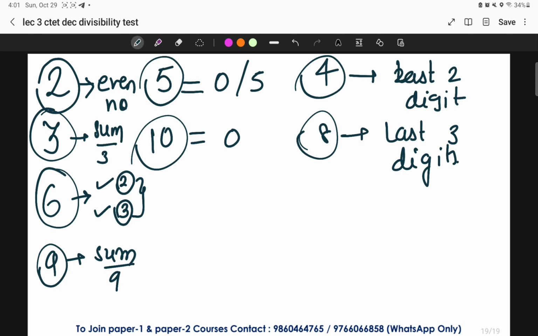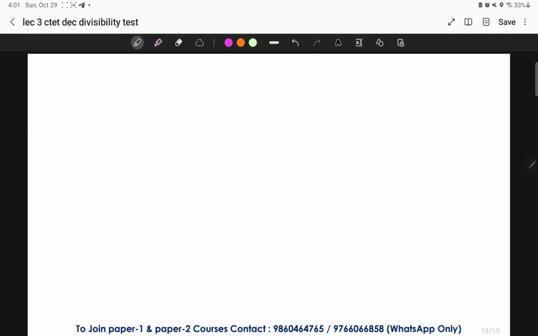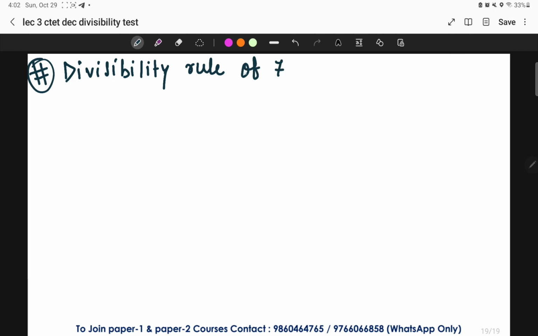I think the divisibility rule of 11 is pending and the divisibility rule of 7 is pending, if I'm not wrong. The divisibility rule of 7 is quite, I cannot say difficult, but a little bit tricky. So how to understand it, I'll tell you stepwise. It is a bit complicated, so we will split it to understand.